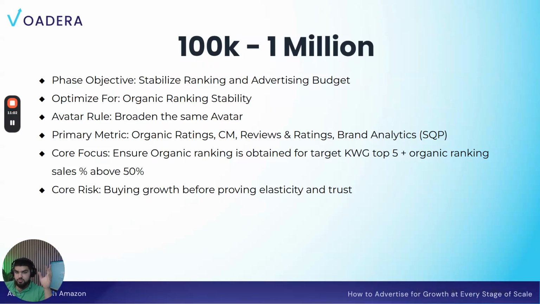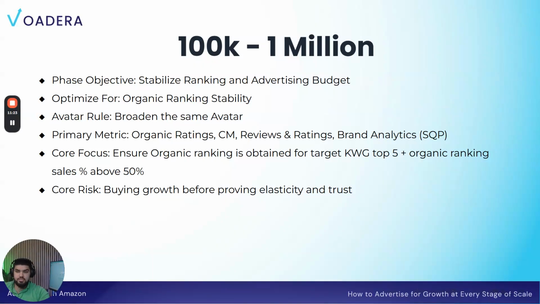So core focus, ensure organic ranking is obtained for top target keywords. You want to be in the top 5 for your primary ones. And then you want organic ranking and search volume still way up. Above 50% is generic. It's all relevant, again, to category, to strategy, but this is where we start seeing our organic sales usually go up 50%.